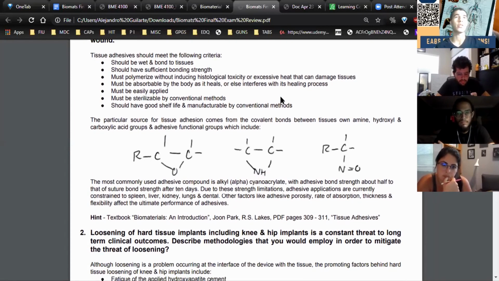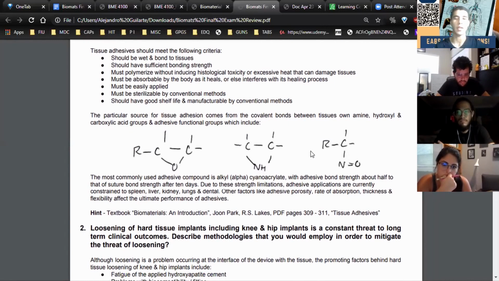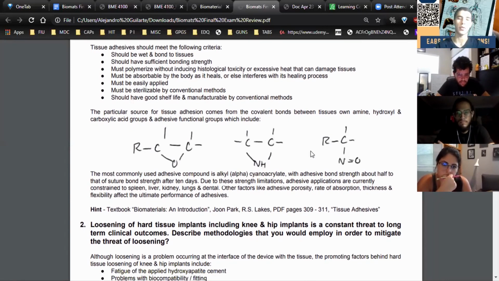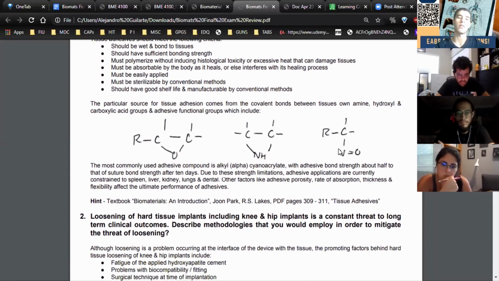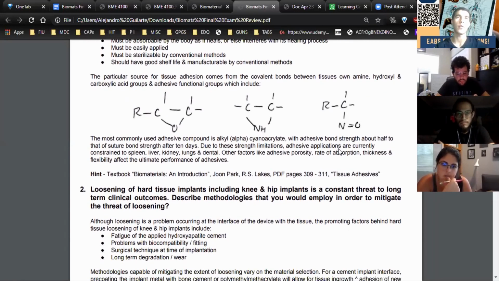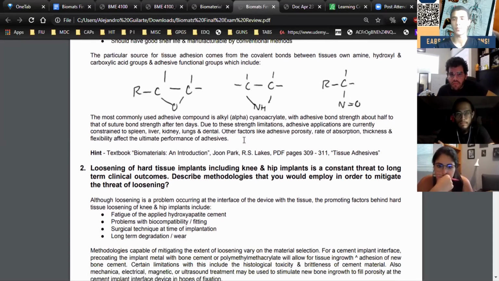So when you talk about the particular source of adhesion, it actually comes from these functional groups, the carboxylic acid, the hydroxyl, and amine groups in the body. And the common one used is called alkyl alpha cyanoacrylate, and just branches off from that. Variations of that alpha cyanoacrylate include the ones that are publicly sold today, like epoxy and crazy glue.